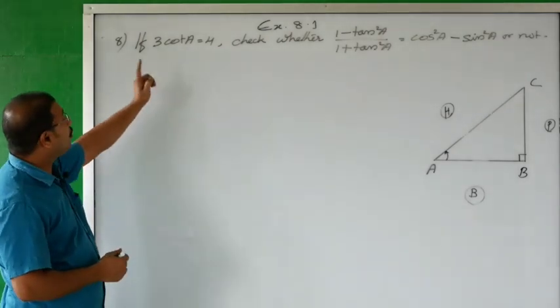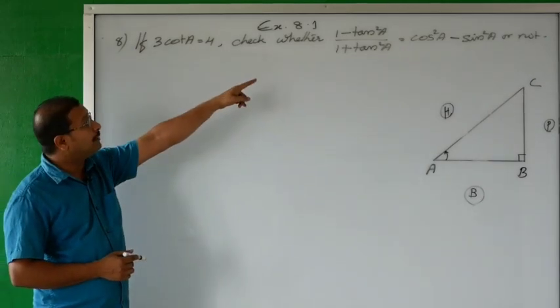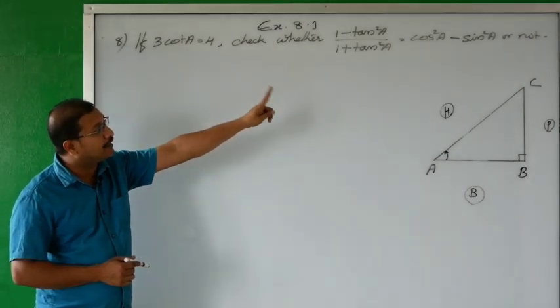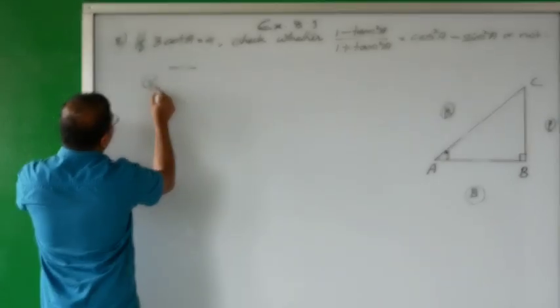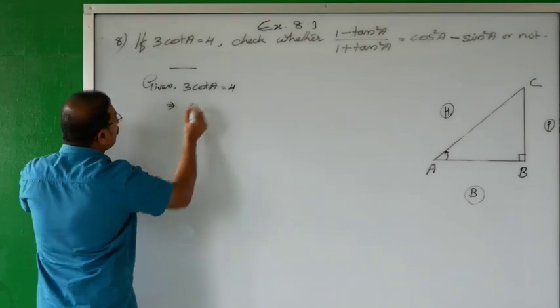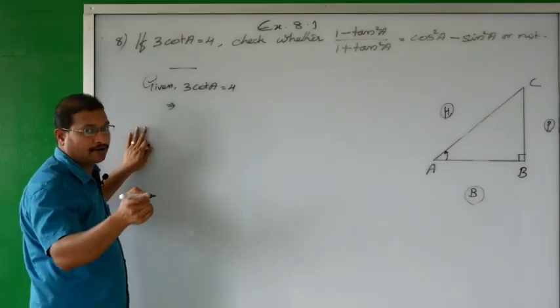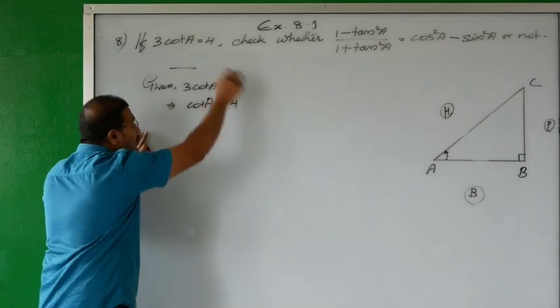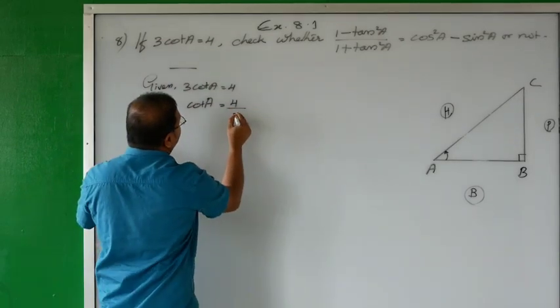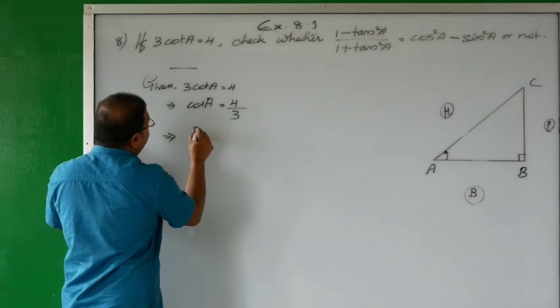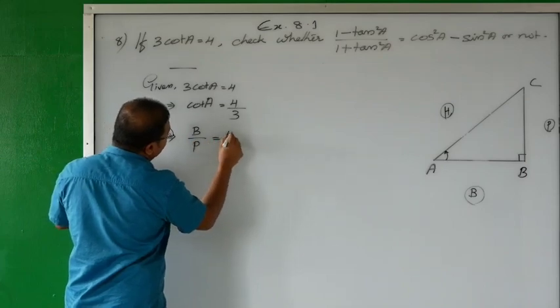Let's see the next question. Question number 8. If 3 cot A equals 4, check whether (1 minus tan square A) by (1 plus tan square A) equals cos square A minus sin square A or not. Let's see now. First we'll write what is given. What is given? 3 cot A equals 4. 3 cot A means 3 multiplying cot A. That means cot A equals, this multiplication goes to the next side and will divide, 4 divided by 3. And we know that cot theta is base by perpendicular, equals 4 by 3.